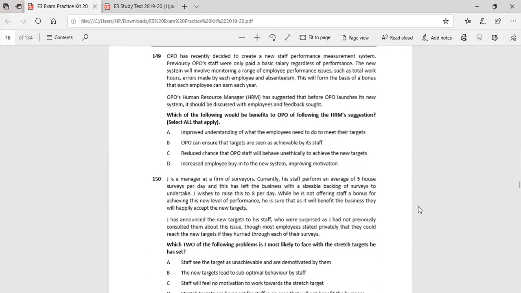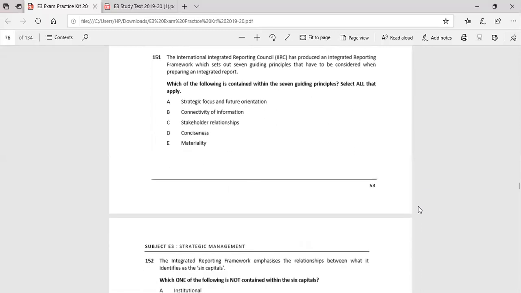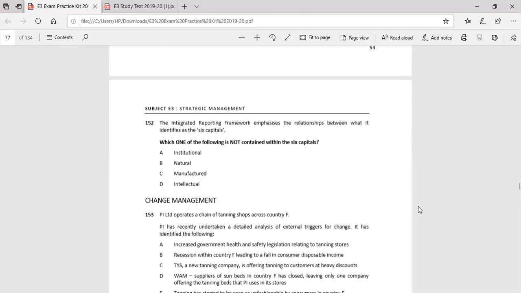Okay. We'll take only one question. 149. Now, how many are there? 149, 150, 151, 150. Okay, 152. Simple one. Let's take 152. The integrated reporting framework emphasizes the relationship between what it identifies as six capitals. Which one of the following is not contained within six capitals? Not contained.